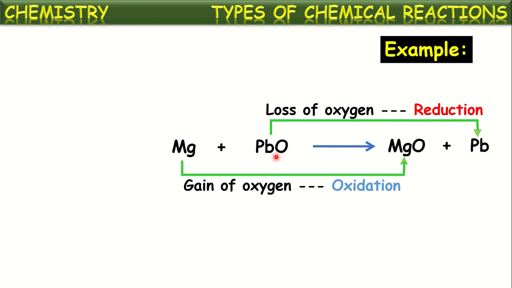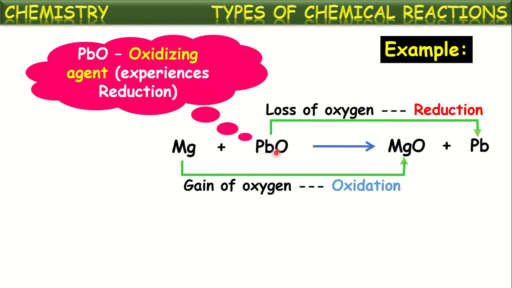So the same reaction in terms of reducing and oxidizing agents also we can say. If we see the same lead oxide, it is giving its oxygen to magnesium, so that it is helping the oxidation of magnesium. So we can say lead oxide is an oxidizing agent in this reaction, which is undergoing reduction, and it is helping the oxidation of magnesium. That's why lead oxide is here the oxidizing agent.